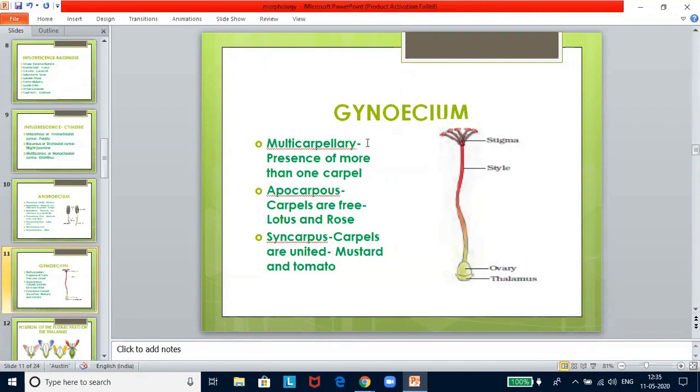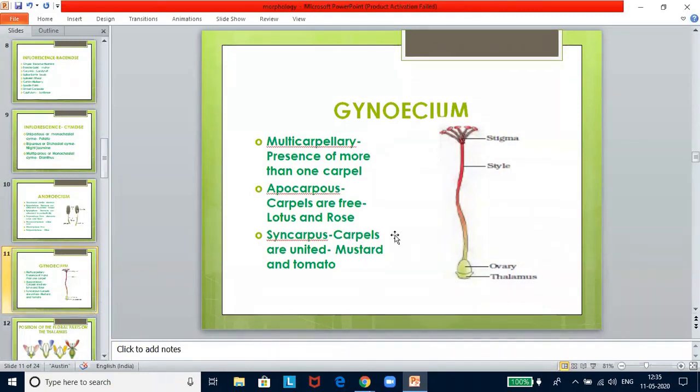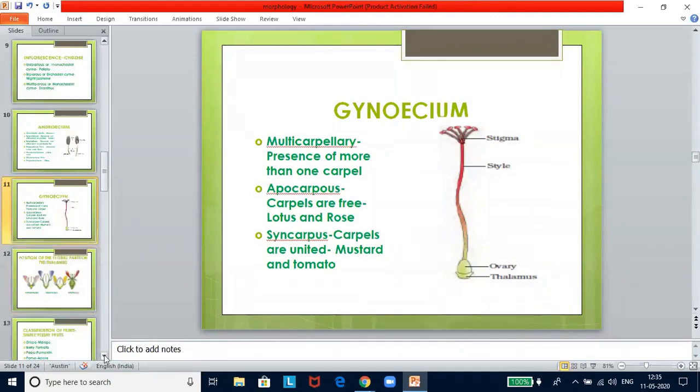Now, the term you use for this entire structure is carpel. Multicarpellary means presence of more than one carpel. Suppose you find many like this, then it is called a multicarpellary structure. Apocarpous, carpels are free, example, lotus and rose. Syncarpous, carpels are united, example, mustard and tomato. So I hope you have understood about the flower and the position of the flower.